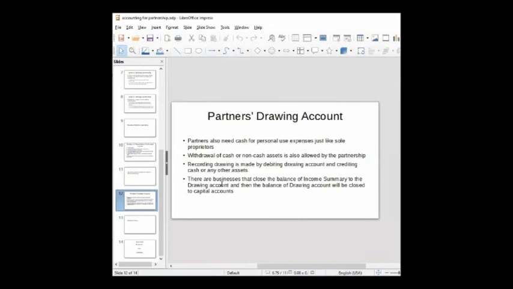And then for the expenses, of course, you debit the income summary account and you credit all the expense accounts. And then the balance of the income summary account, because you have the debit entry and the credit entry, will be closed to the drawing account. And now the balance of the drawing account, whether debit or credit, will be closed to the capital account. Okay, so that's it about the partners' drawing account.